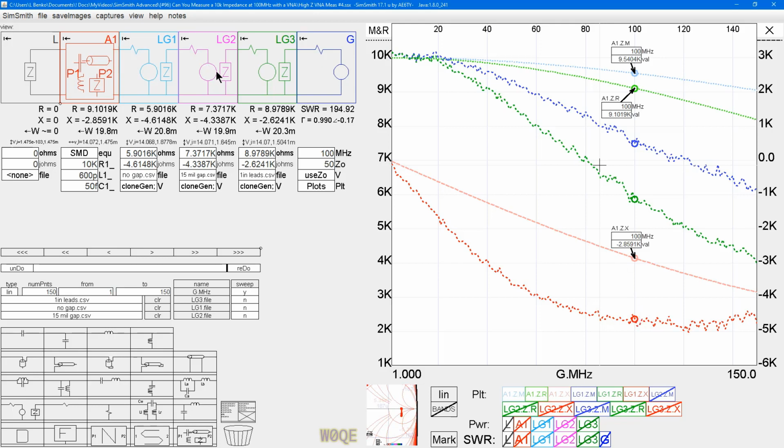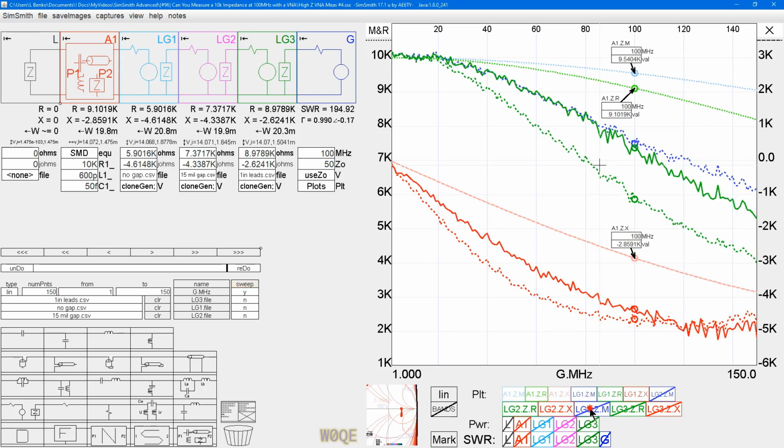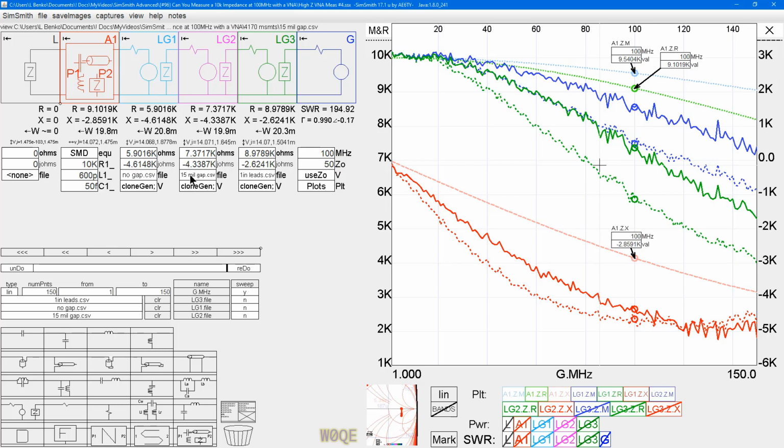Let's look at LG2. LG2 represents the width of 15 mil gap that I machined into the connector. When I did that, I got those three. Now, the overall magnitude of the impedance is pretty close. Whoops, I screwed that one up. There we go. Now what I have is the overall magnitude and the impedance is better than the previous one. The real part of the impedance, the green one, is better than the previous one was. And the reactive piece is more closely what we expect it to be also. But we still see extra capacitance in this circuit.